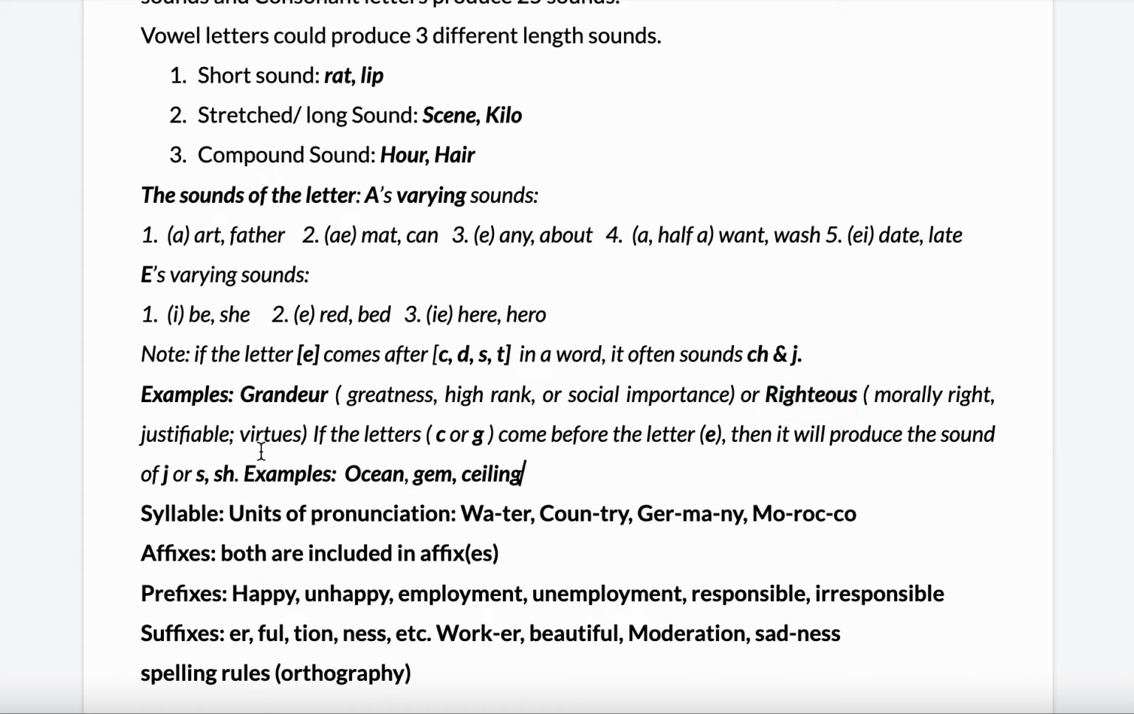Also, if the letter C or G comes before the letter E, so if we have a word that has E in it, but before E we have C or G, it sounds like sh, or J, or S. For example, here we have ceiling. If you see, we have the letter C that came before E, or we can say E came after C. And here E came after G, and here E came after C. So it sounds like sh, ocean, gem. Ceiling sounds like S.